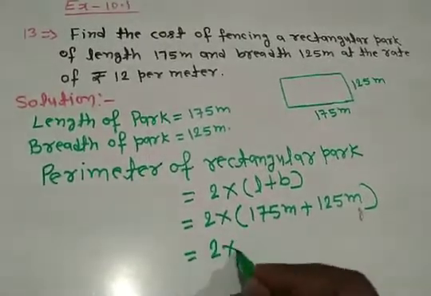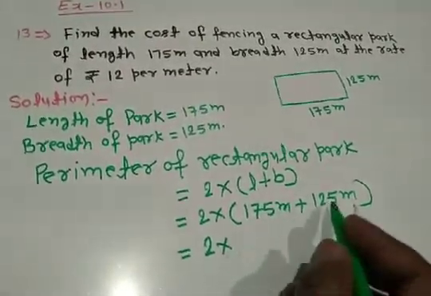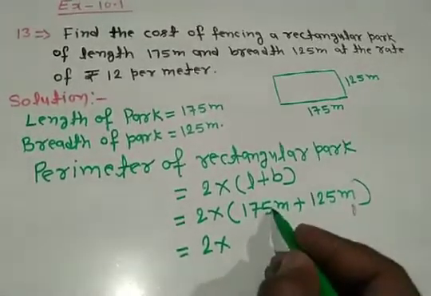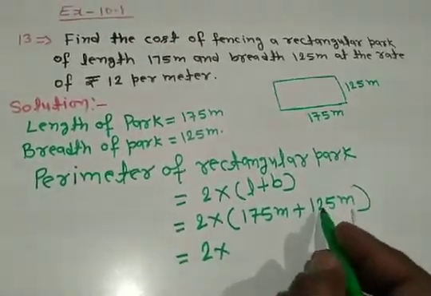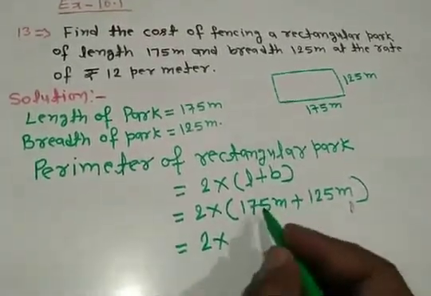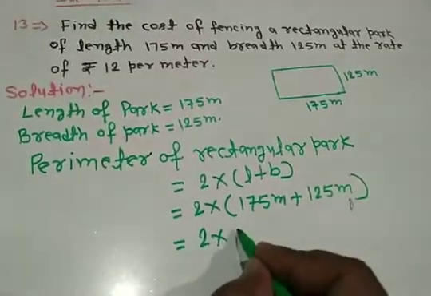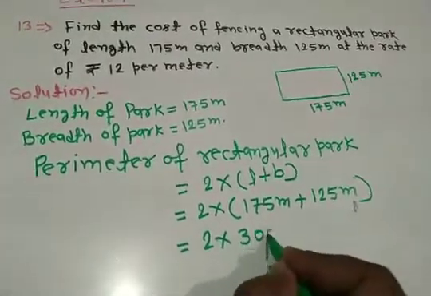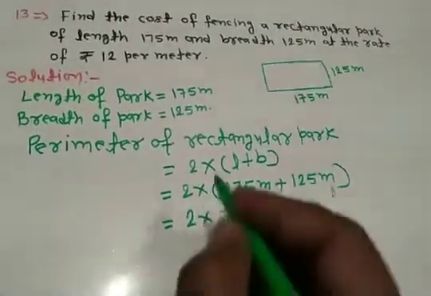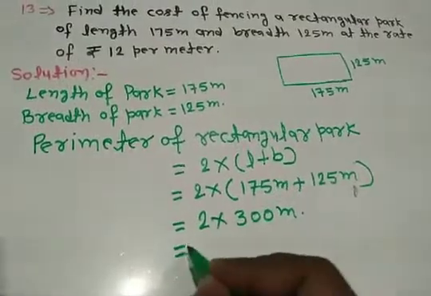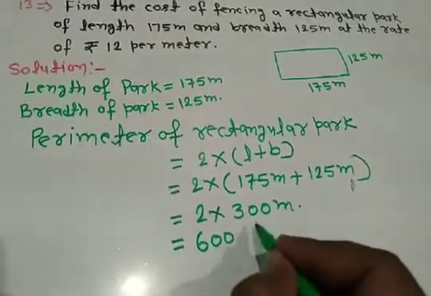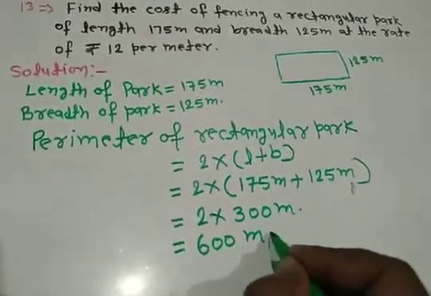So 2 into the sum of this. 5 plus 5 is 10, 0 carry 1; 7 plus 2 is 9, plus 1 is 10, 0 carry 1; 1 plus 1 is 2, plus 1 is 3. This is 300 meter. Clear? So the perimeter is 2 into 300, which is 600 meter. Clear?